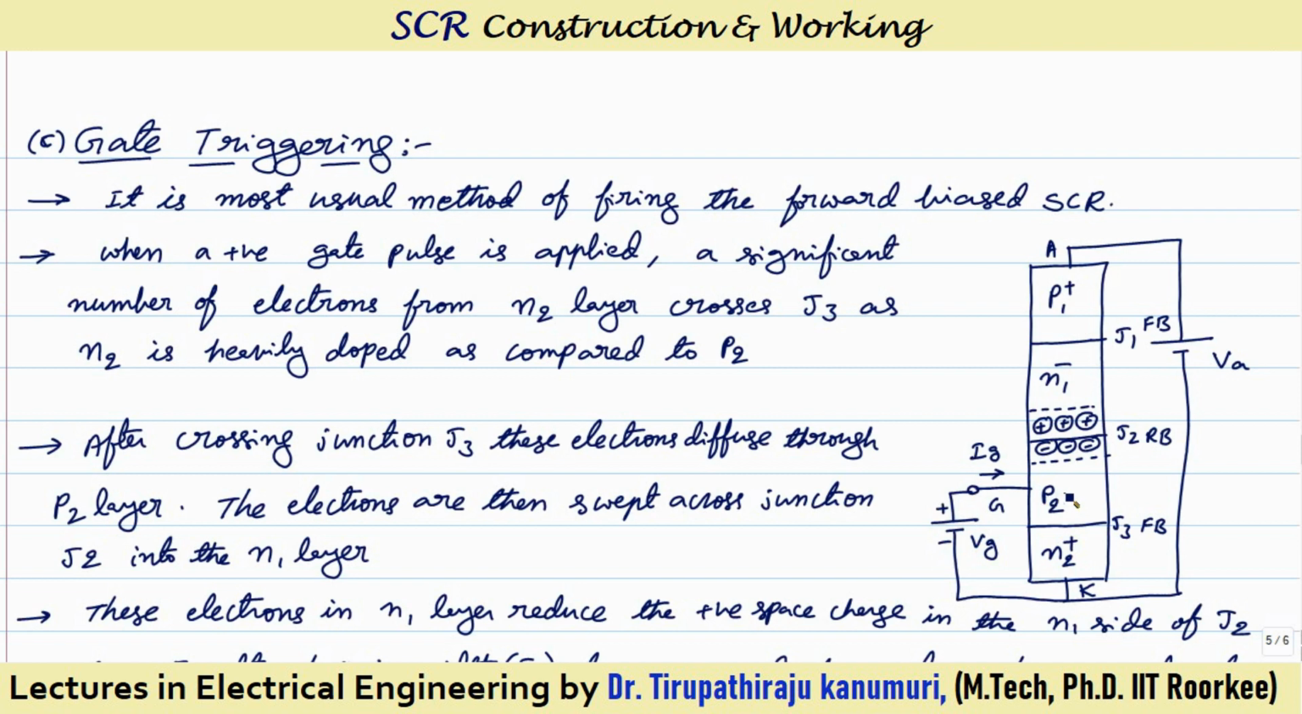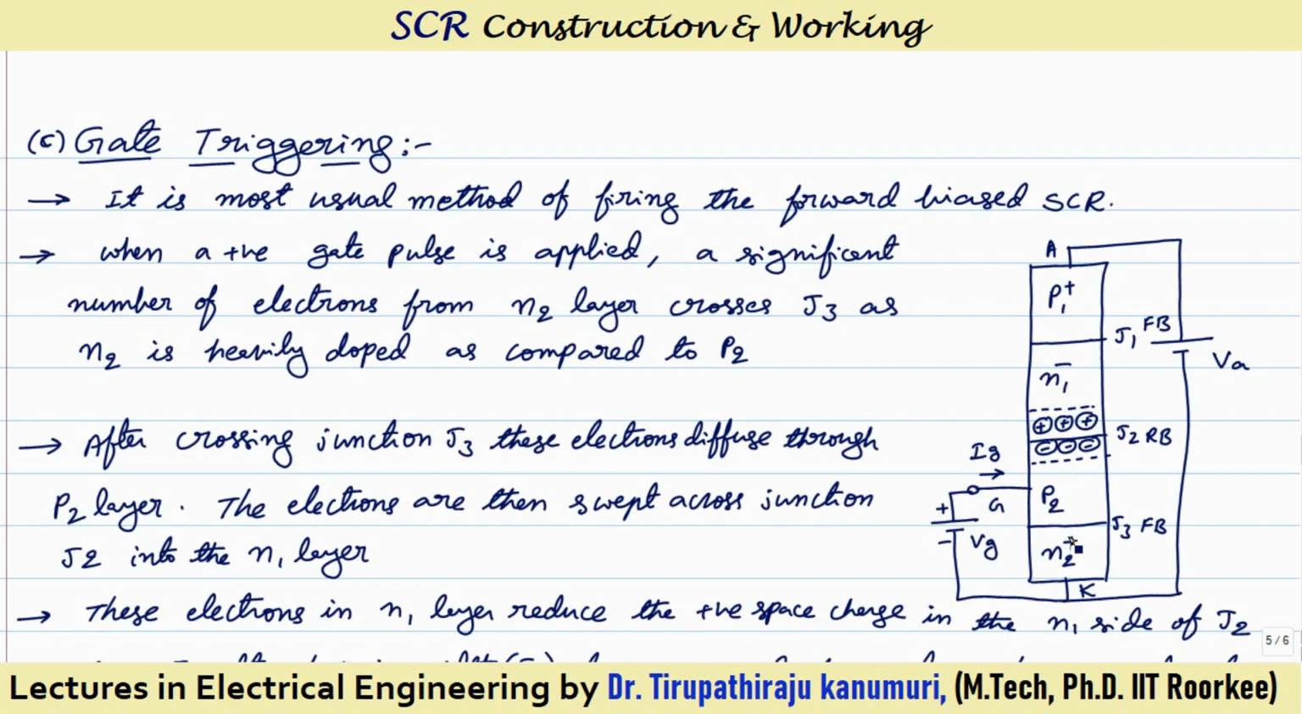Out of these two regions, P2 is lightly or moderately doped compared to N2, because N2 is heavily doped. So it supplies more carriers compared to P2. That means more electrons are diffused over the junction J3, from N2 plus to P2. Out of the carriers that jump here, only some will recombine in P2, because the carriers here are fewer. Now these electrons will diffuse over the junction J2, jump over it and start recombining with these positive ions. When they recombine with these positive charges, automatically the barrier width will decrease.